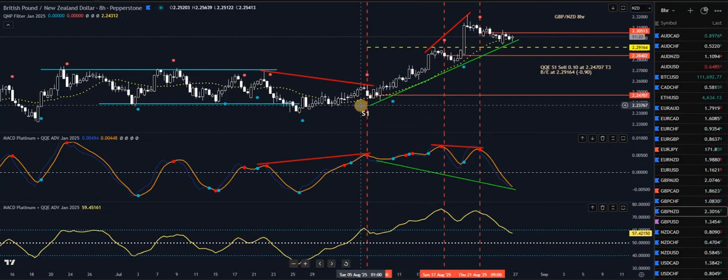Pound New Zealand, this is a QQE sell from here. 1, 2, 3. Again, there's my overall break even. As you can hear the grinder going in the background, slowly trying to get down there, but it's not. In the meantime, there's hidden bullish divergence potentially forming. The QQE is still above the 50 level, so we've still got a ways to go.